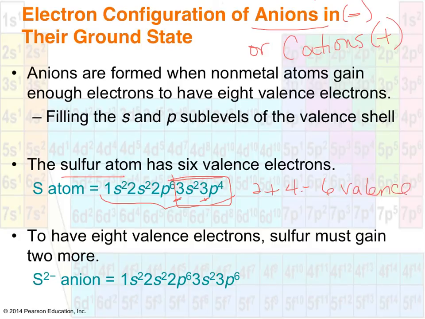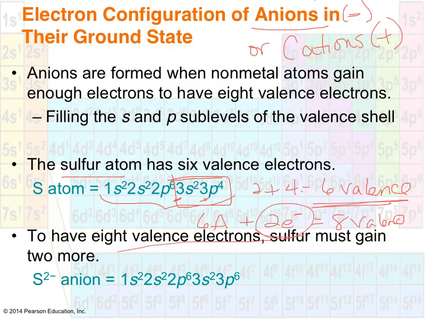Sulfur also happens to be in group 6A, so you could have predicted it that way. Group 6A elements have 6 valence electrons. They tend to gain 2 more electrons so that they can have 8 valence electrons, the octet rule. When they gain the 2 electrons, they have a charge of -2. So if you were writing the electron configuration for the sulfur anion, you would add 2 electrons to the regular electron configuration. Take a minute, make sure you understand how we got this electron configuration for the sulfur 2- anion.